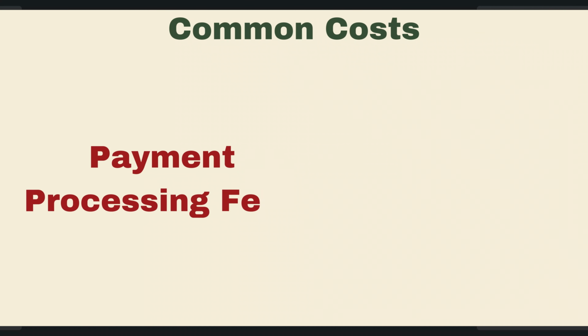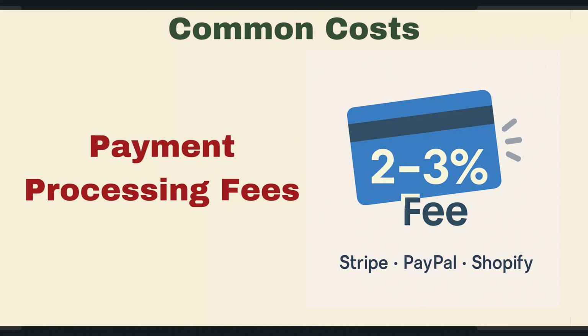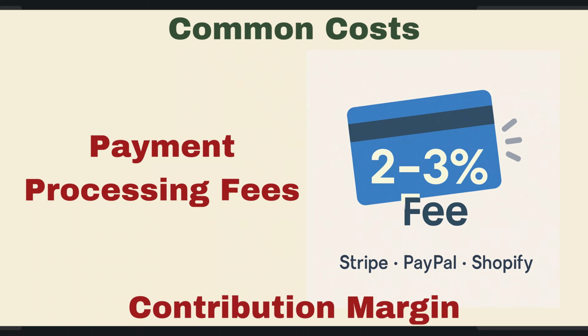2. Payment processing fees. If you sell online, you know about this. Platforms like Stripe, PayPal, or Shopify Payments typically take about 2 to 3% of every sale. Again, technically, these are selling expenses, but practically, they are a direct cost of every single sale. Some businesses treat them as part of cost of goods sold to calculate something called contribution margin. Basically, how much money is left from each sale after all the direct costs are covered.